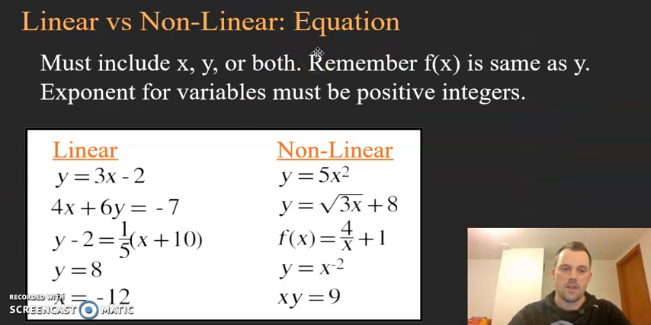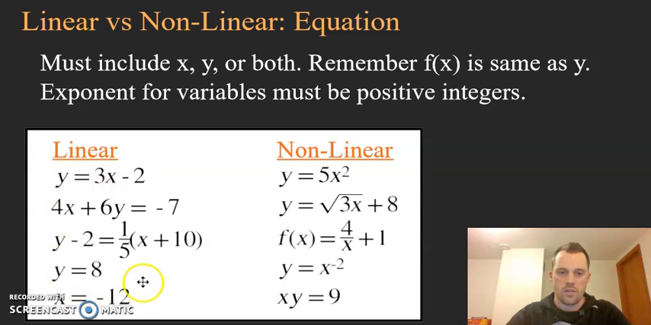There's a lot of different equations that would work for a linear function. It has to include x, y, or both x and y. Remember, if you see f of x equals, that's the same as y equals. The other big thing we look for is the exponent for our variables, for x and y. We have to have positive integers there.